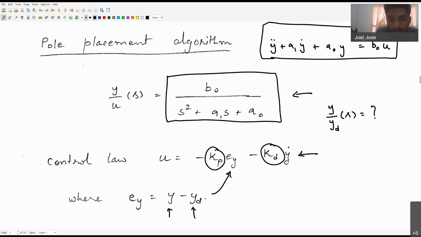Sorry, sir. I kind of forgot the question. What is the question here? Like, the question is find the closed loop transfer function between y and y desired.